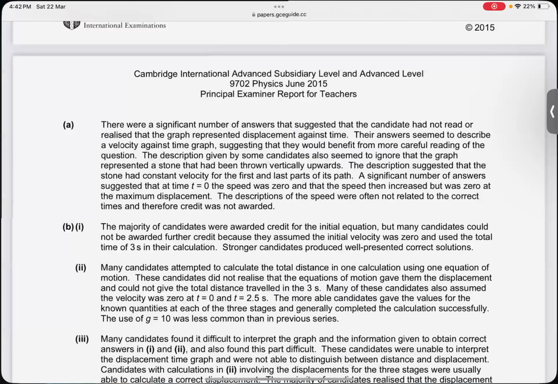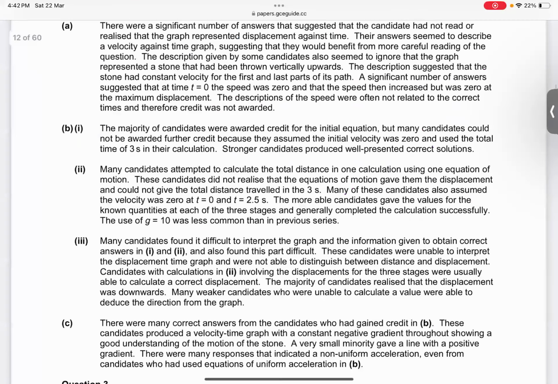The majority of the candidates were awarded credit for the initial equation, but many candidates could not be awarded further credit because they assumed the initial velocity was zero and used the total time for 3 seconds in their calculation. A stronger candidate produced a well presented correct solution. Okay, this was for the first part.